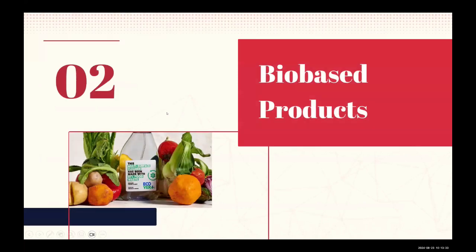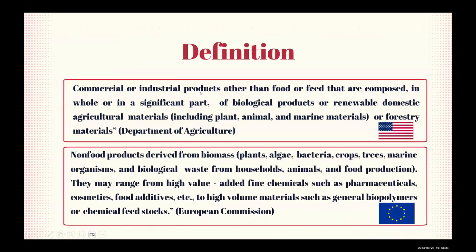Now we will move on to talk about the bio-based products. So this slide provides two definitions of bio-based products from two authoritative sources. One from the US and one from the EU. The United States Department of Agriculture, or USDA for short, says that bio-based products are commercial or industrial products other than food or feed that are composed in whole or in significant part of biological products or renewable domestic agricultural materials. So these can include plant, animal, and marine materials, as well as forestry materials.